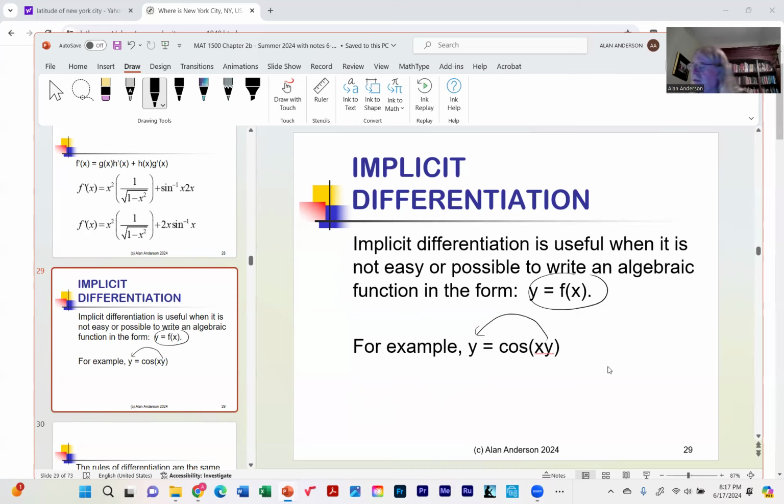What we've done up to this point, we didn't actually mention this, was called explicit differentiation, because y is an explicit function of x. But when it's not, like this, then we have to try something different. And this is going to take some getting used to. You'll see what I mean when we get to it.